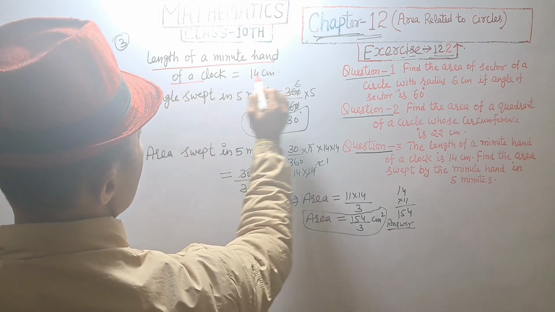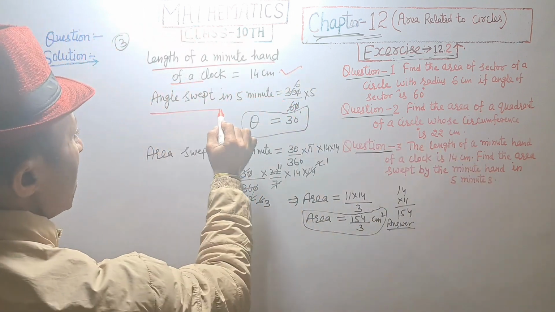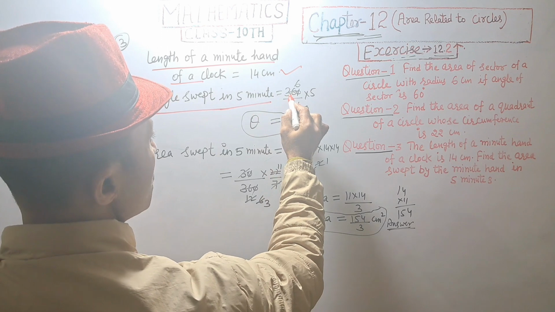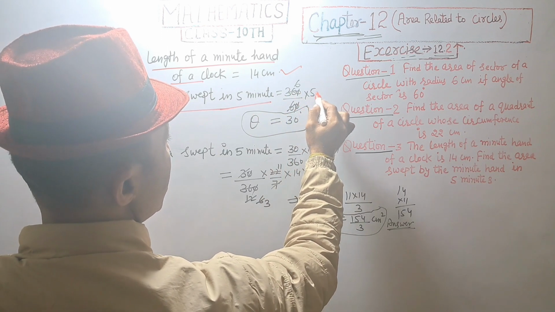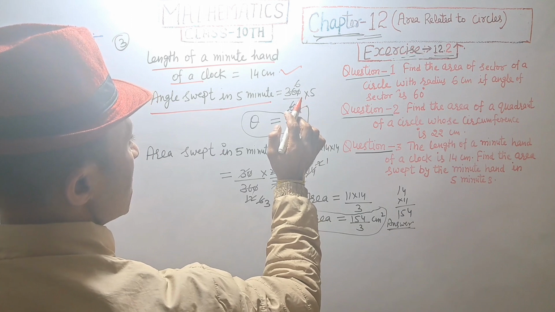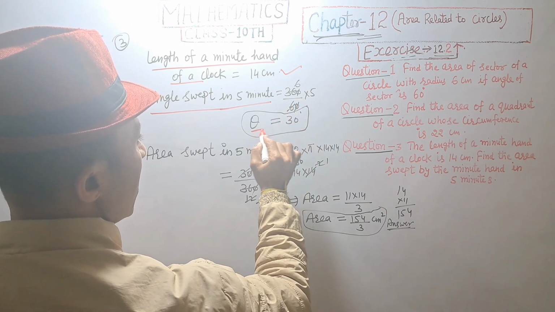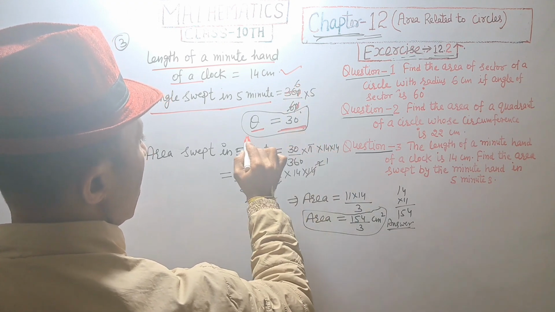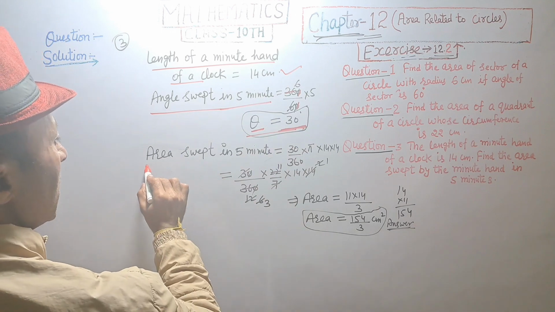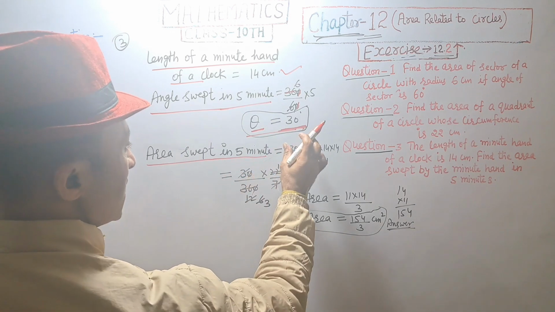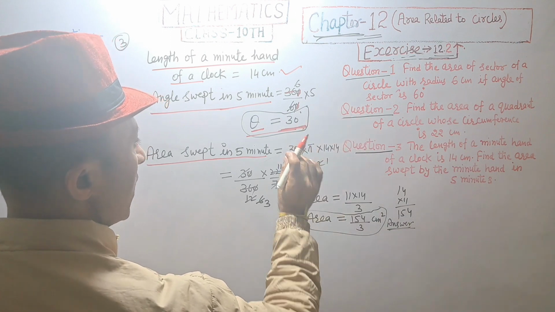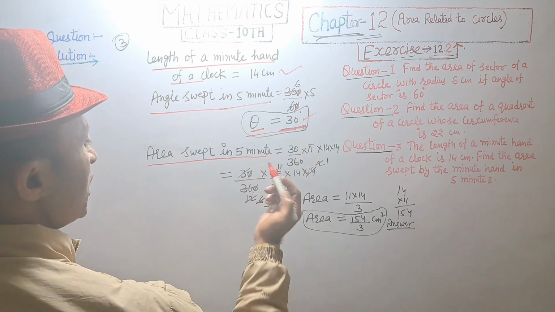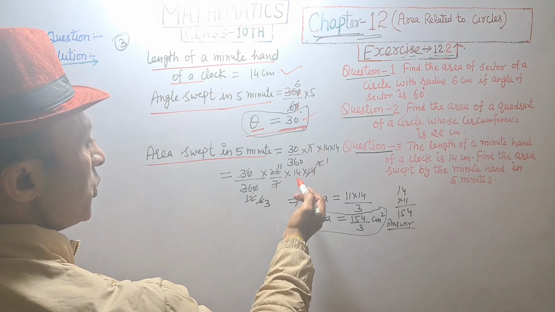Length of a minute hand of a clock is 14 centimeter and we find the angle swept in 5 minutes. Angle theta equal to 360 upon 60 multiplied by 5 minutes. Then we get angle, 0 0 is cancelled, 6 6 are 36, and 6 5s are 30 degree. Angle theta equal to 30 degree. Area swept in 5 minutes is theta upon 360 into pi r square. We get angle 30 degree, 30 upon 360 multiply by pi is 22 upon 7 into 14 into 14.